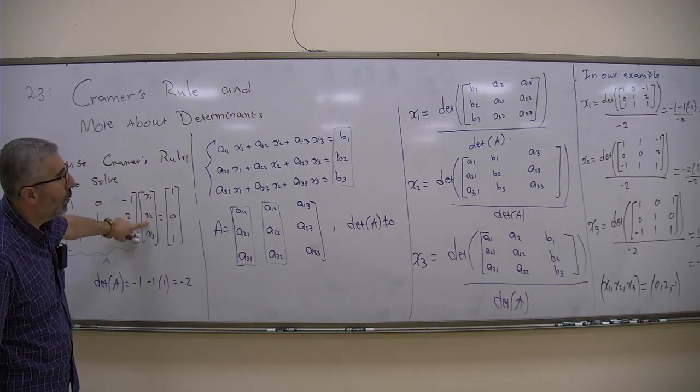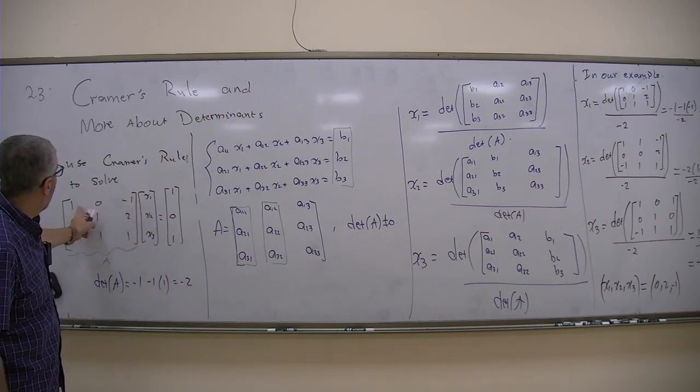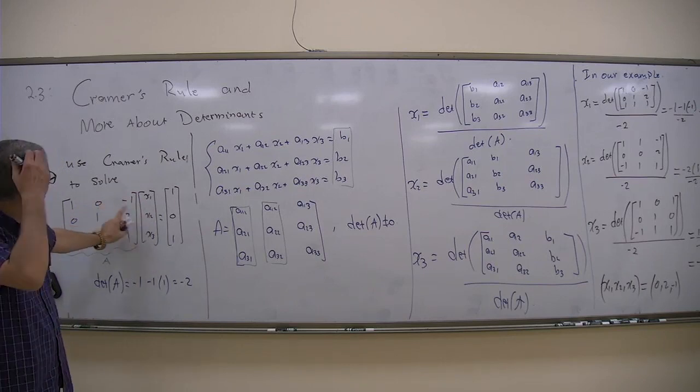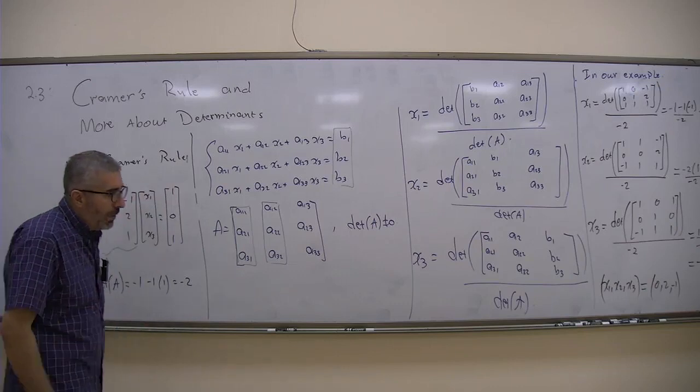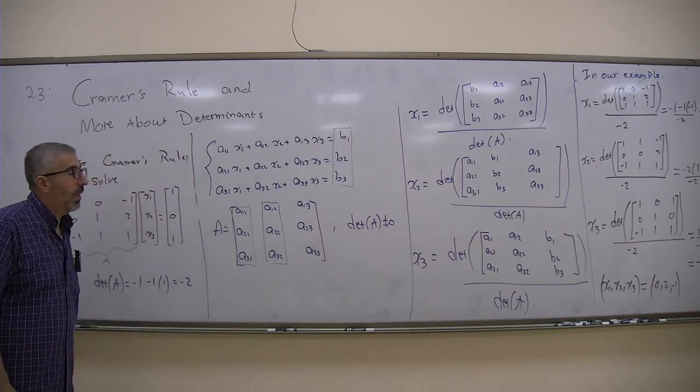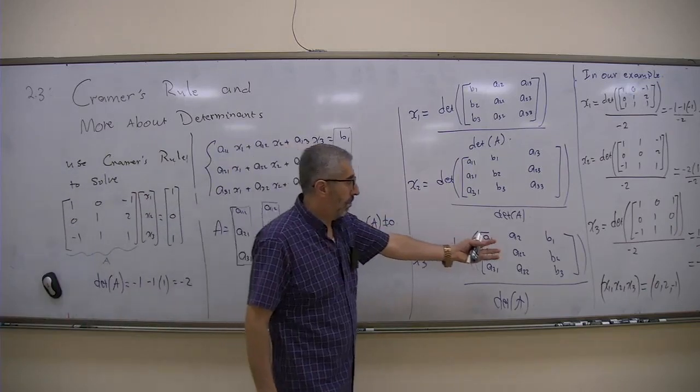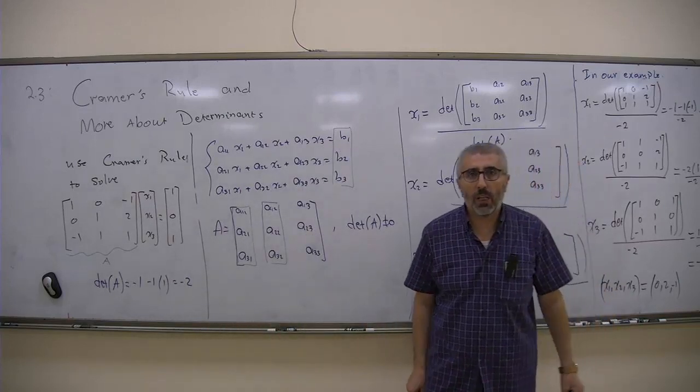0, 2, negative 1. 0 times 0, and here negative 1 times negative 1 is 1. So the first equation is correct. You can double check the other equations. I'll leave it for you to double check that. Okay?